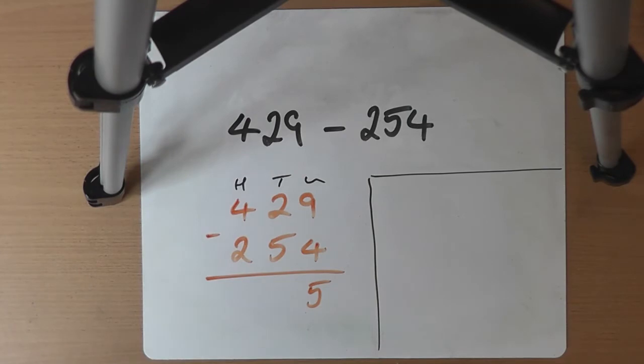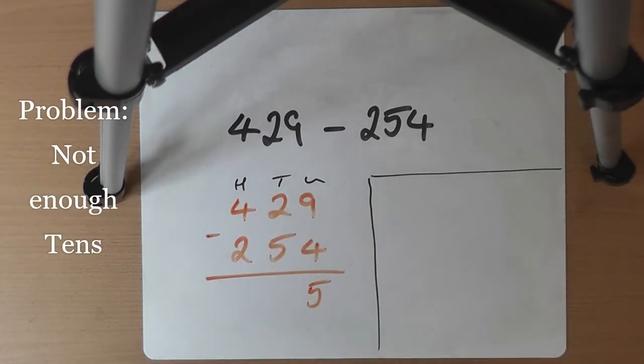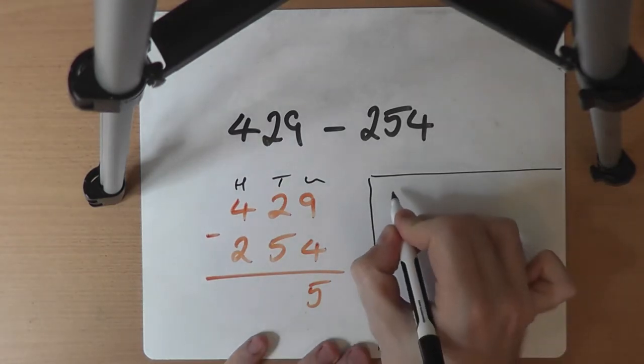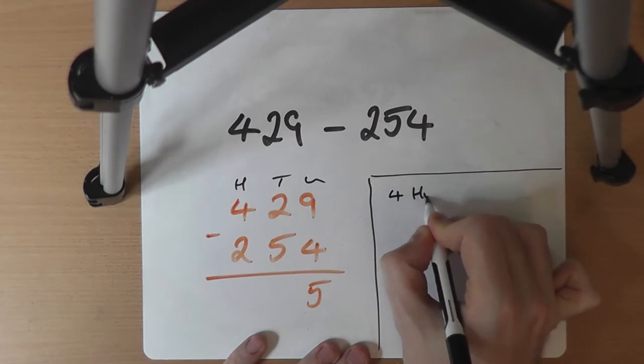Let's think about what we've already got. Now the problem, as it stands, is that we haven't got enough tens here. Now the obvious solution to not having enough of something is to try and get more. So if the problem is we haven't got enough tens, the solution we're going to work towards is to get some more. Now to work out where to get some from, we have to think about what these numbers mean. Let's have a look at the 400. We've got 400s.